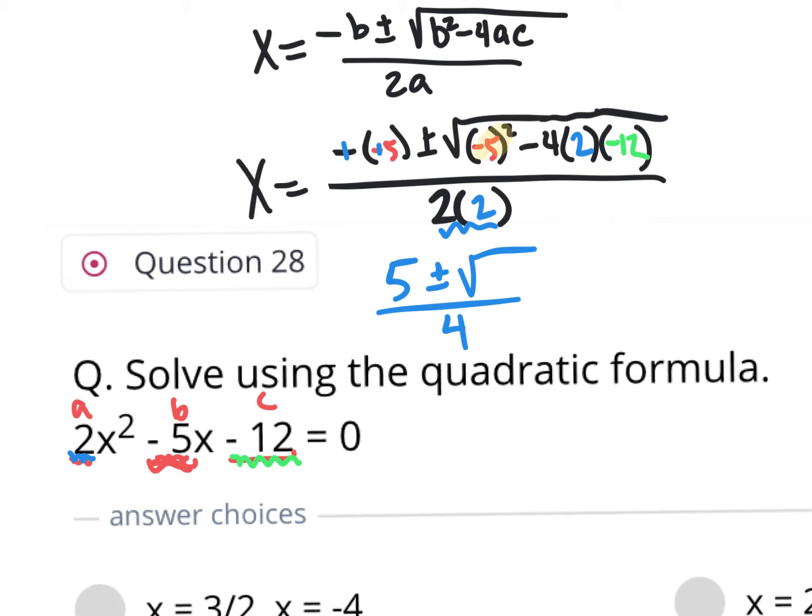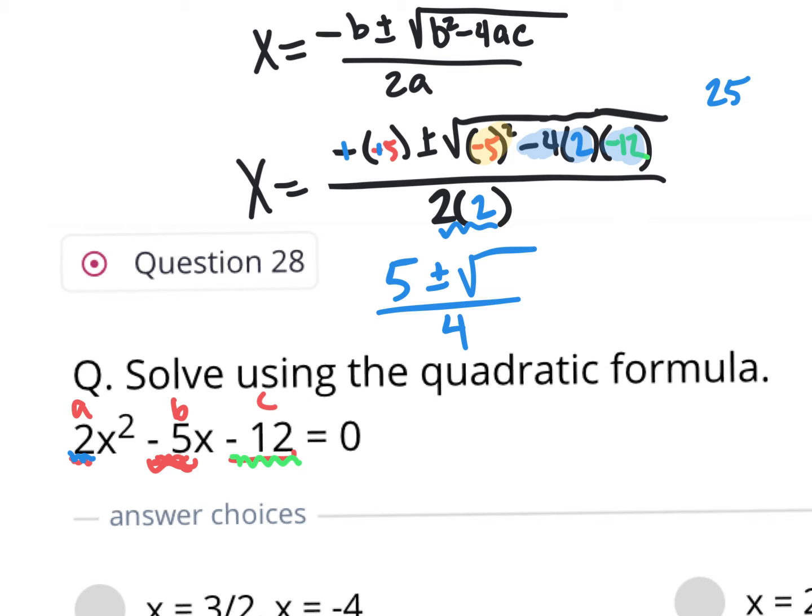All right, so let's work on the discriminant. Let me highlight it. What is 5 to the second power? That is 25. Okay, so on the side, I'm going to put 25. And then I need to work on this part. We have -4 times 2. -4 times 2 is -8. And -8 times -12 is +96.